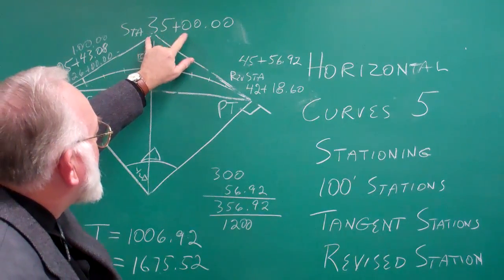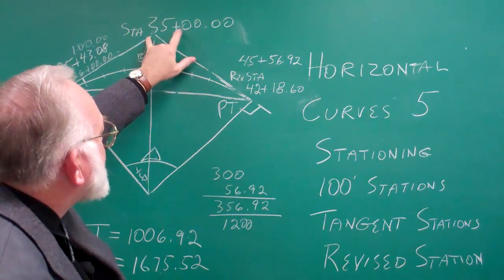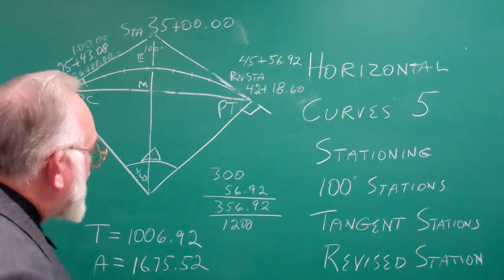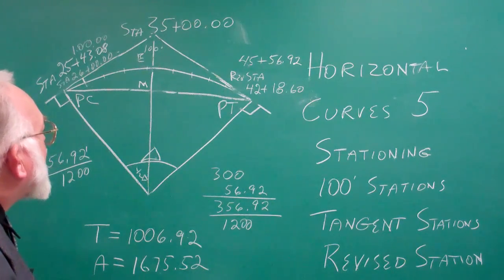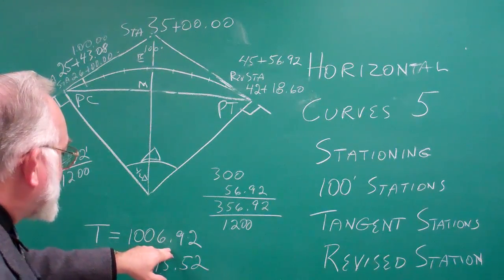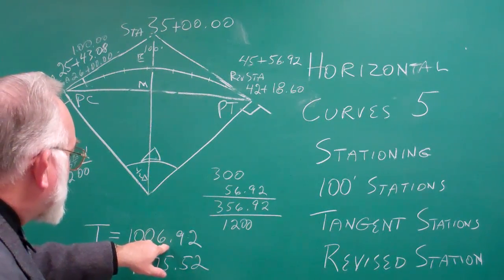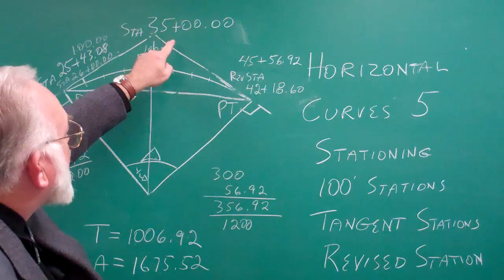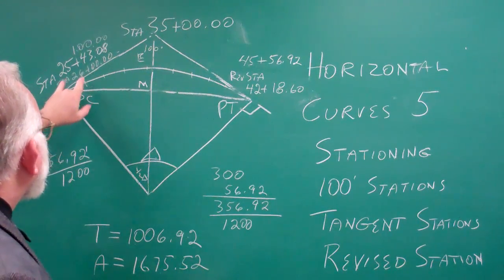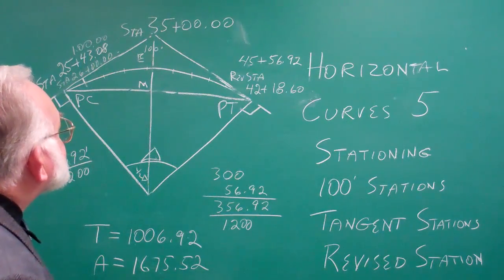That means it's 3,500 feet, 100-foot stations, so 3,500 feet, 0.00 feet from the beginning of the project. Now, since the tangent length is 1,006.92, simply subtract 10 plus 06.92 from 35 plus 00.00, and you end up with station 25 plus 43.08.